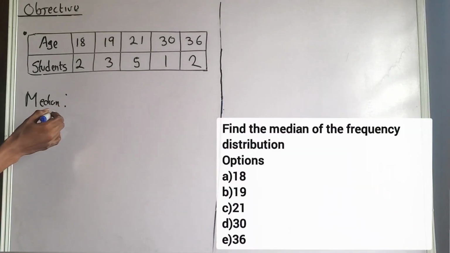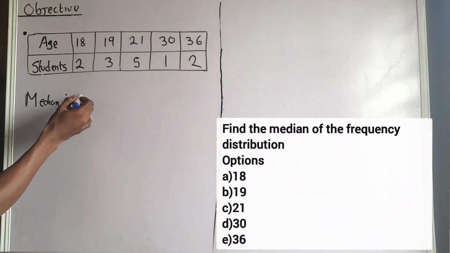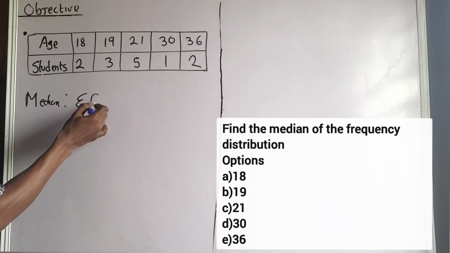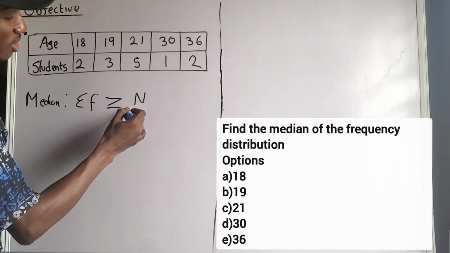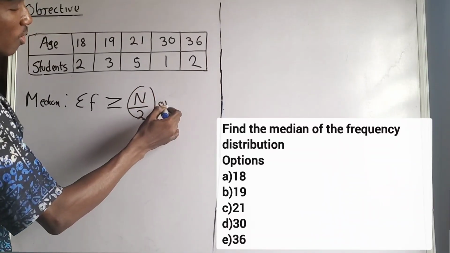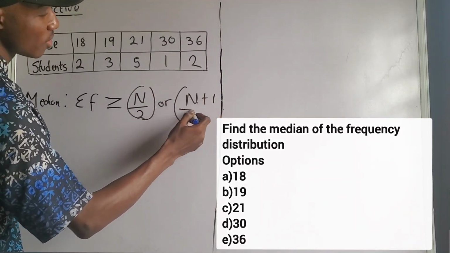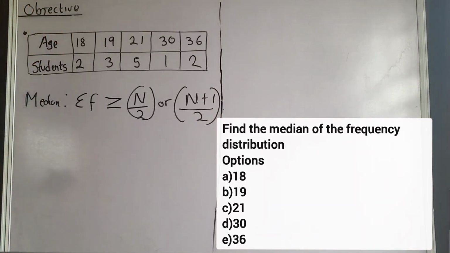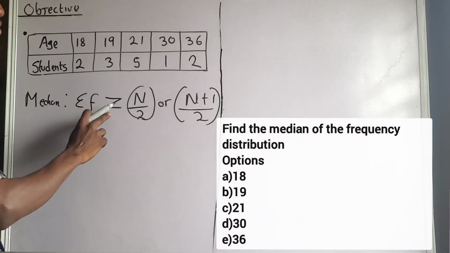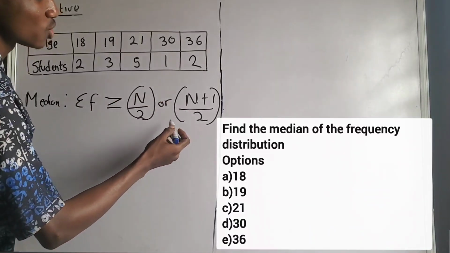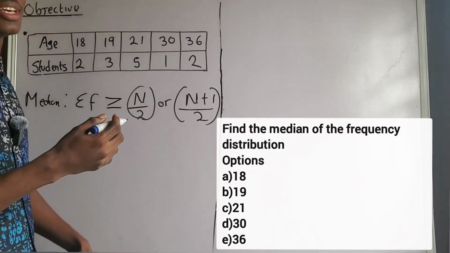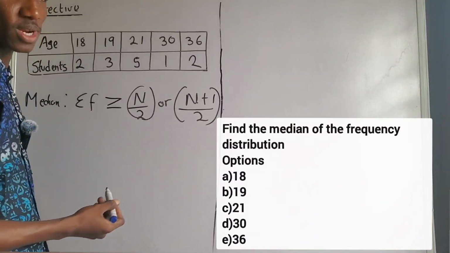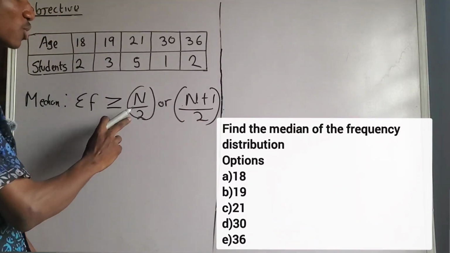The median of a frequency distribution is the point whereby summation f is greater than or equal to n over 2 or n plus 1 all over 2. Please pay attention, I'm going to explain. We make use of n plus 1 over 2 if the summation of the frequency is odd. But if the frequency is even, we are going to use n over 2.